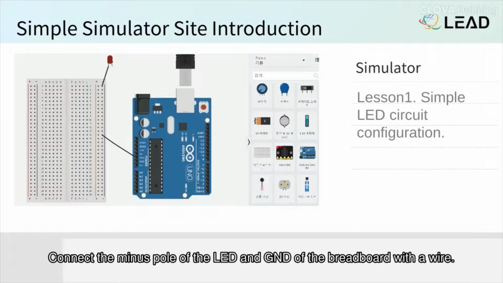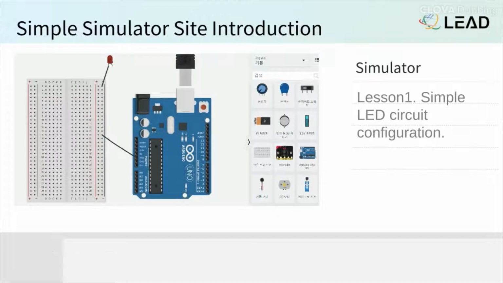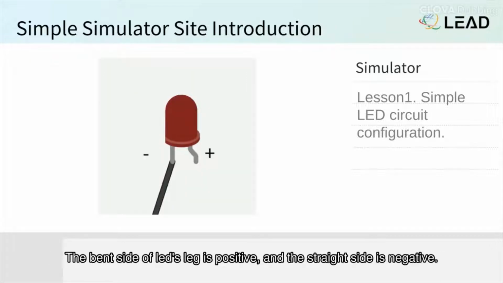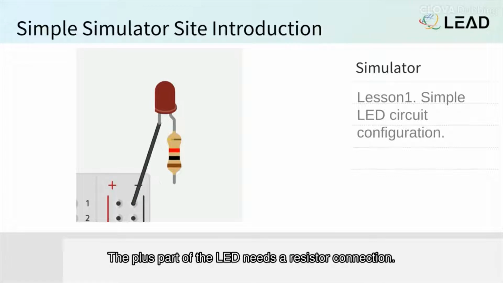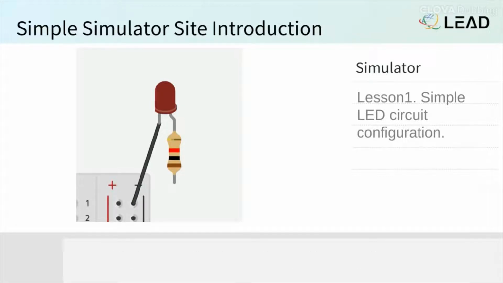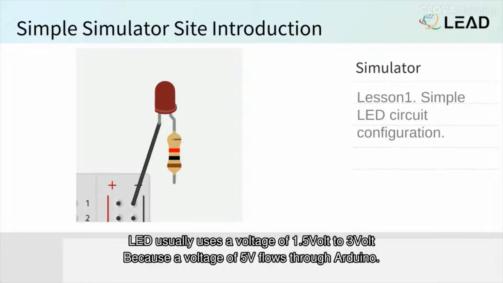Connect the minus pole of the LED and GND of the breadboard with a wire. The bent side of LED's leg is positive, and the straight side is negative. The plus part of the LED needs a resistor connection. LED usually uses a voltage of 1.5 volt to 3 volt because a voltage of 5 volts flows through Arduino.